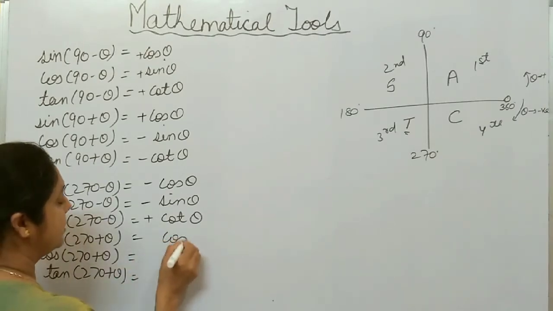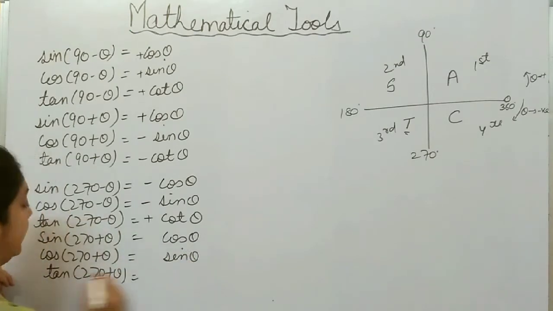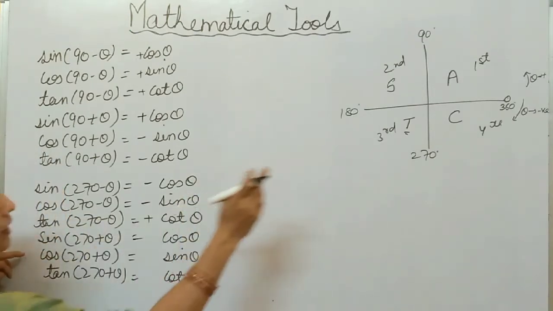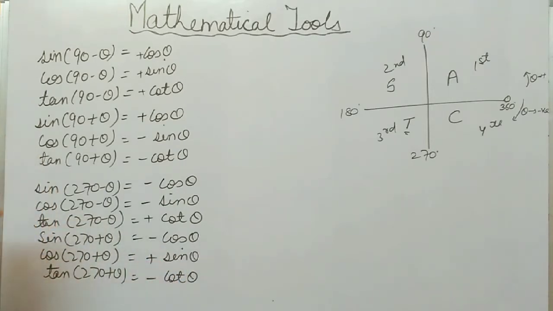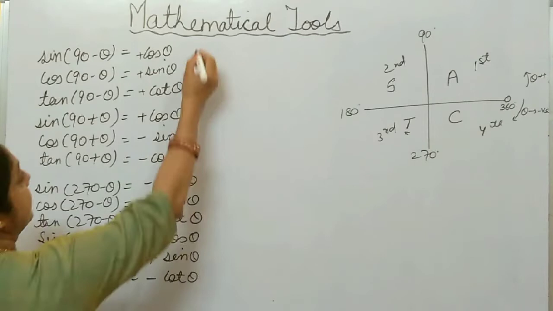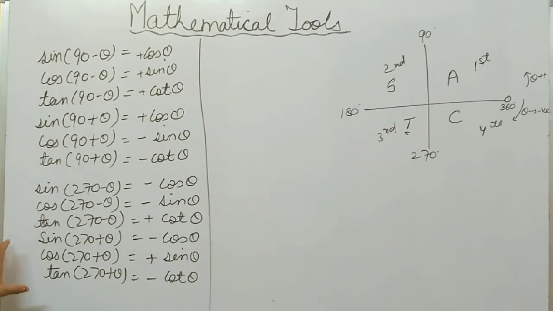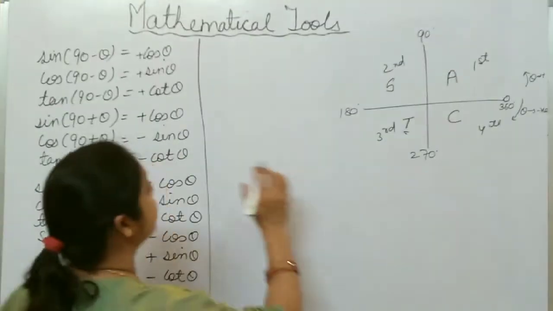Sine becomes cos, you write cos theta, cos becomes sine theta, and tan becomes cot theta. But only cos is positive, others are negative. Put the sign like this. In this way you revise these formulas for 90 and 270 degree. Okay. Now next for 180 degree and 360 degree, right?